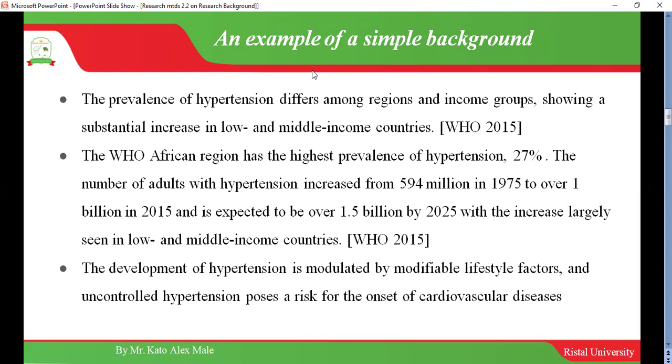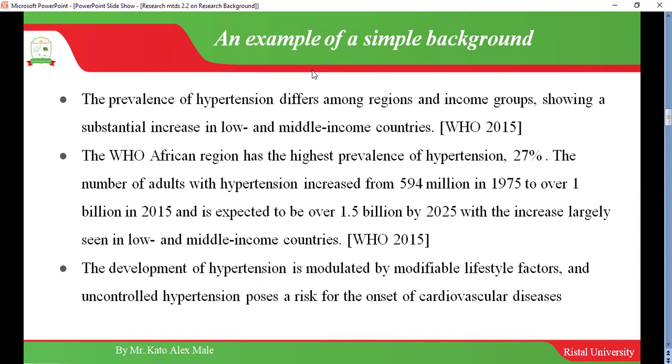You get it? Now here, the author of this paper is beginning, trying to catch the attention of you, the reader. He even gave you an in-text reference, World Health Organization 2015. That was a report. Then he says the World Health Organization African region has the highest prevalence of 27%. Then you wonder, because this study is going to be conducted in Africa, you start getting a picture of how it is going to be.